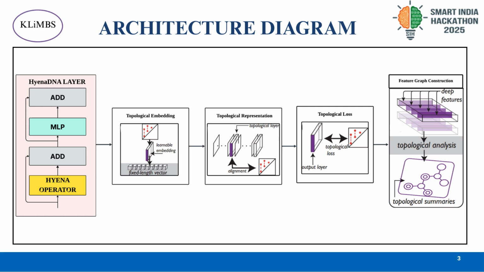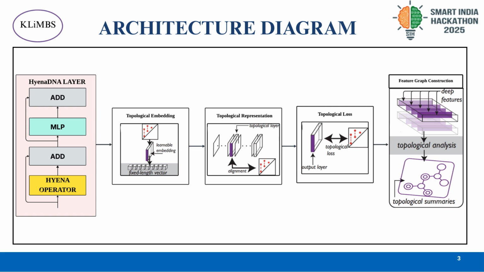Now let's look at how our system actually works. We start with environmental DNA, which are fragments of DNA collected from deep sea water or sediments. Then these fragments go into HyenaDNA, which converts them into powerful numerical embeddings. Just think of it like giving each sequence a unique fingerprint.